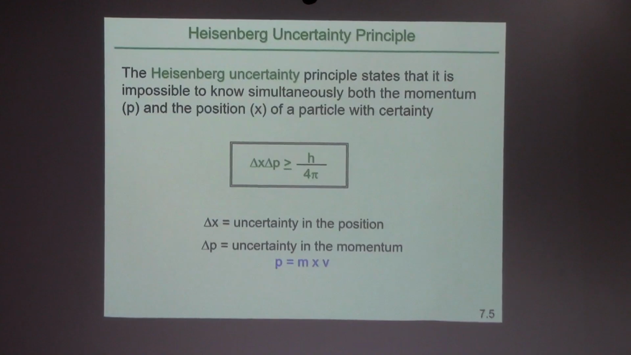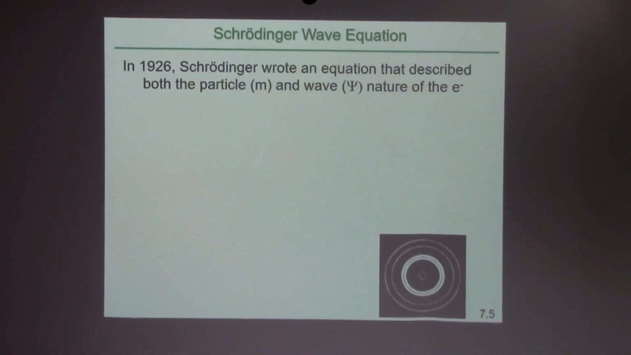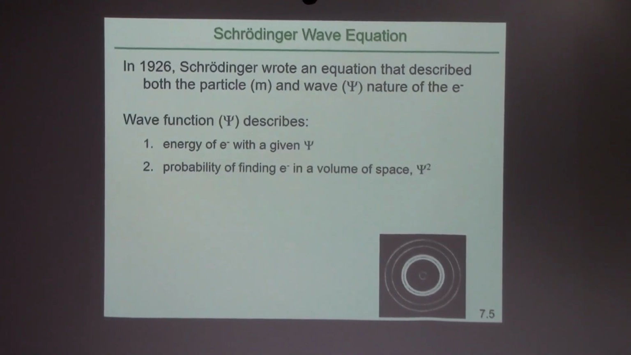Momentum is mass times velocity. Delta x times delta p is greater than or equal to h over 4 pi, where delta x is the uncertainty in the position and delta p is the uncertainty in the momentum. In 1926, Schrodinger wrote an equation that described both the particle, m, and wave, psi, nature of the electron. The wave function describes: 1. the energy of an electron with a given wave function psi; 2. the probability of finding an electron in a volume of space, psi squared.